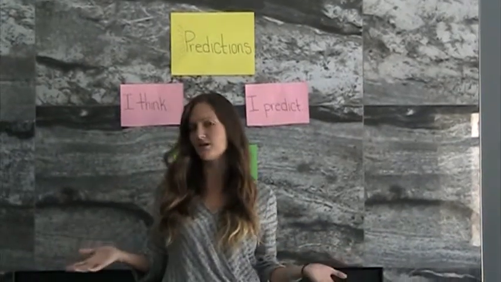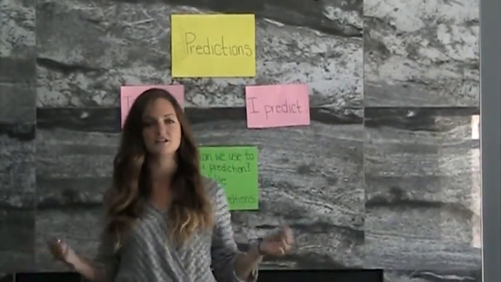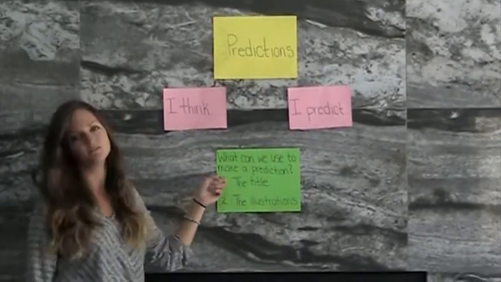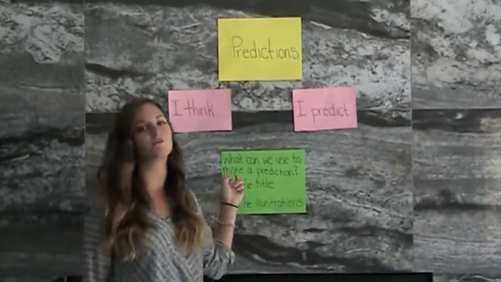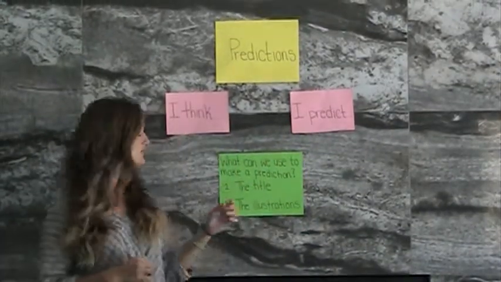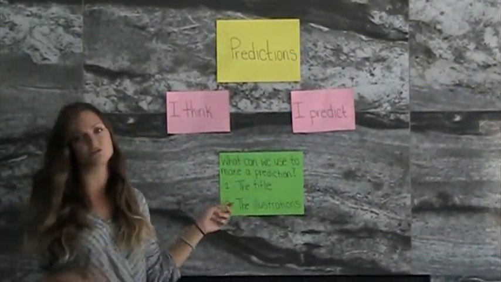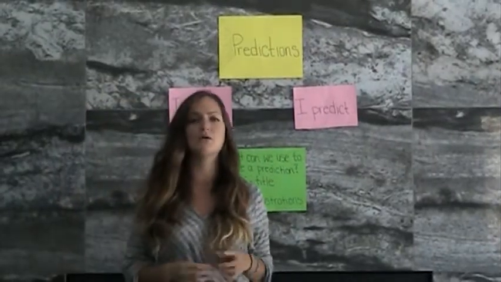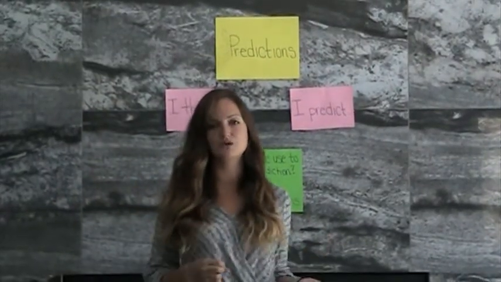Now, what on the book can we use to help us make our predictions? We can use the title, and the title will give us information of what we think the whole book's going to be about, but we can also use the illustrations or the pictures in the book to get an idea about what's happening as the story goes on.